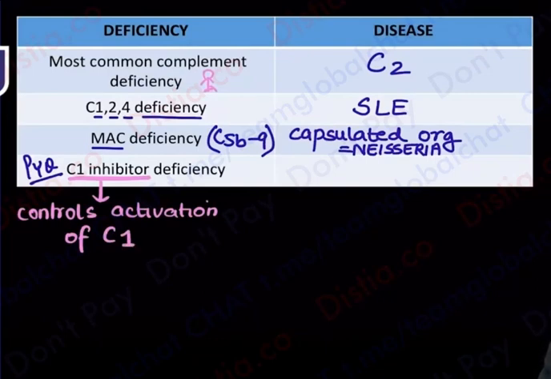But now I'm talking about a disease when this controller is lost. If the controller is lost, then, like for example, if you are trying to get distracted, I am the one who's going to control you.